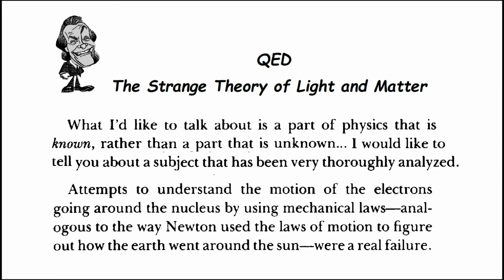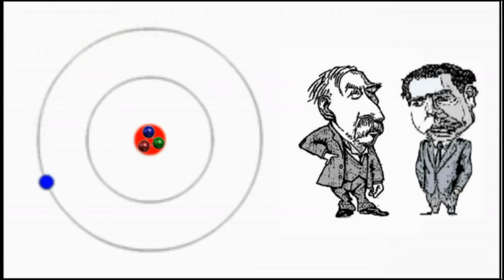Okay, what is it that they know? I would like to tell you about a subject that has been thoroughly analyzed. He says, attempts to understand the motion of electrons going around the nucleus by using mechanical laws, analogous to the way Newton used the laws of motion to figure out how the Earth went around the sun, were a real failure. What is he talking about? Well, he's saying we cannot explain how an electron goes around the nucleus and falls from one energy level or orbital to another and comes back. They cannot explain that, not with particles. And so they don't have a mechanical explanation for this.